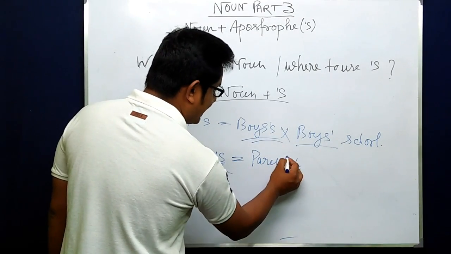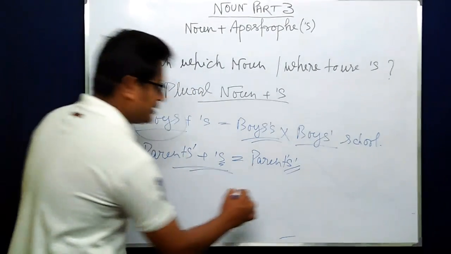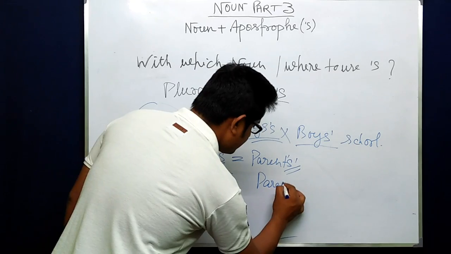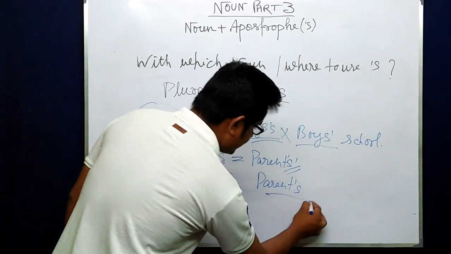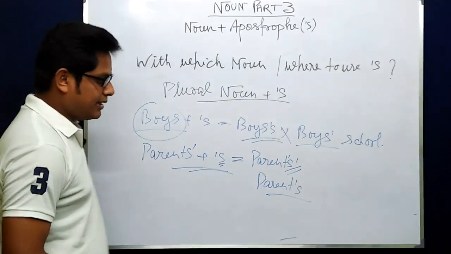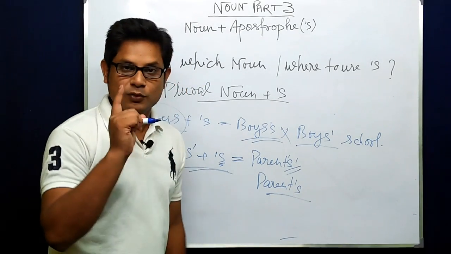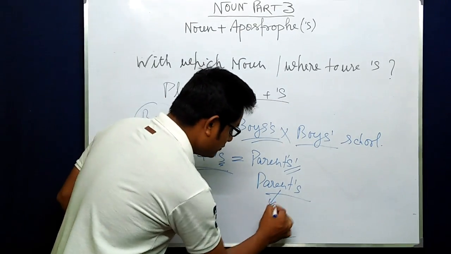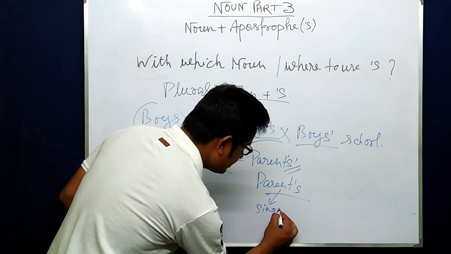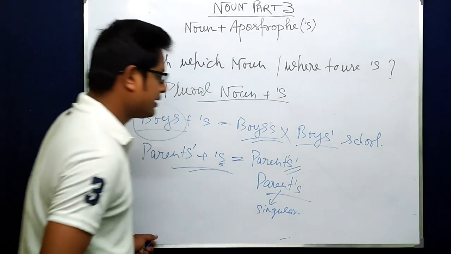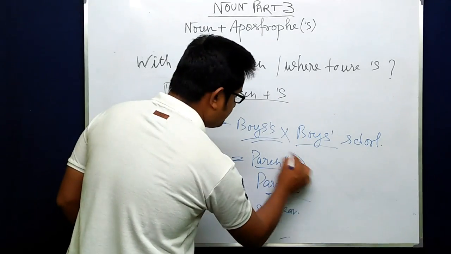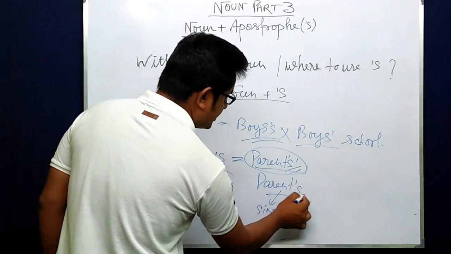Don't write parent's, right? If you use parent's in this way, then it won't be father and mother together. It could be parent, means only one, singular. It is not plural. It is singular. Clear? But this one is plural form and this is singular form.